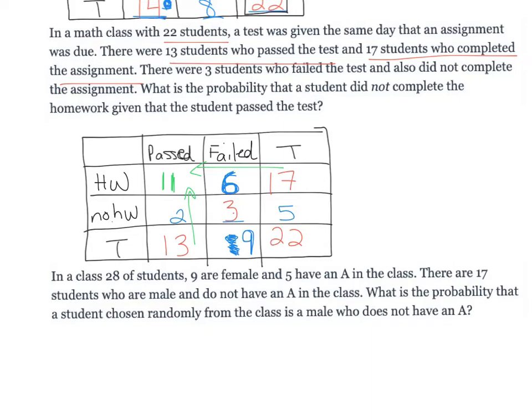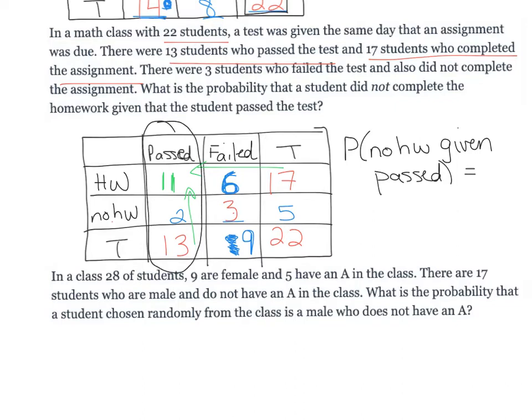It says, what is the probability that a student did not complete the homework given that the student passed the test? So this is probability of no homework given they passed. Okay, so our given, or the thing we know has to be true, is the pass. So we've restricted ourselves just to this column. And here, no homework in this column is a 2. So we have 2 out of the 13, right? Because once we're doing a conditional probability, we can't use the 22 anymore. So this is 2 out of 13.